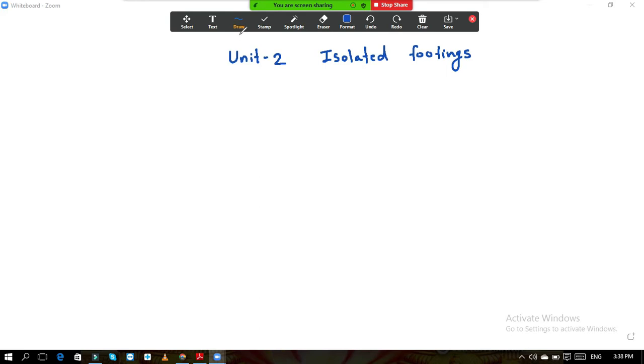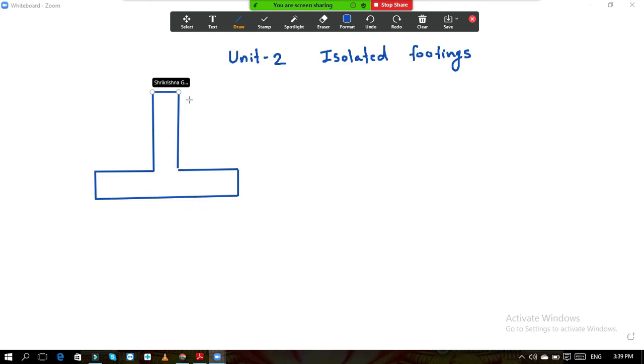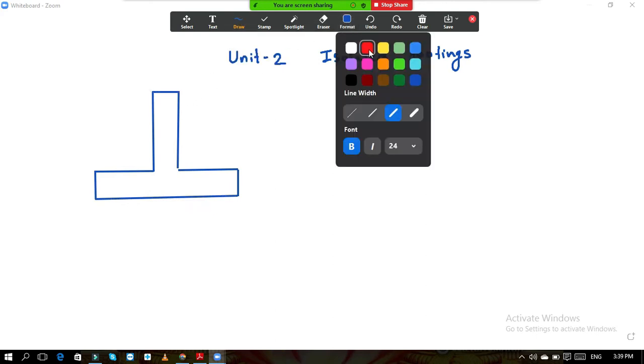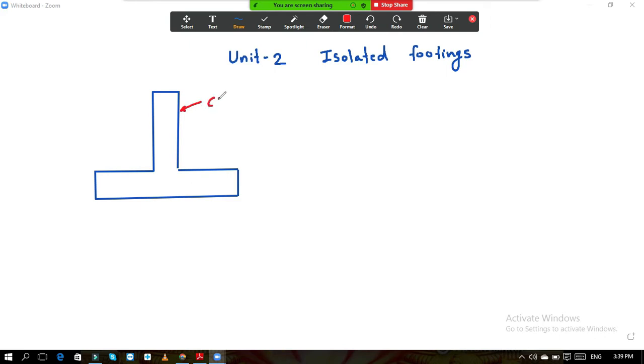Okay, so now if I draw the diagram over here, suppose this is a column, and this is the footing which I am drawing right now. This is an isolated footing I am showing over here. Let us assume that this is an isolated rectangular footing. I will join this line. So we will give names to this. This is column, and this is nothing but your footing.